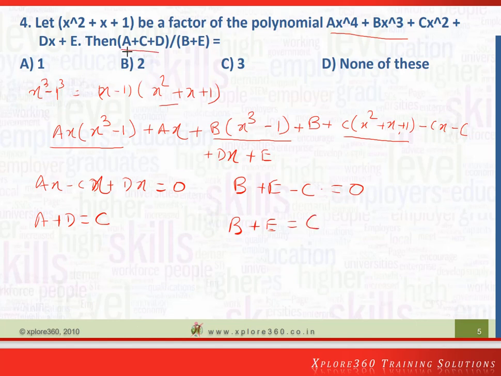Now I will put the value here, a plus c plus d. A plus d can be written as c, so this is twice c, upon b plus e, which can be written as c, so this is c. C cancels with C, and what remains is 2, the answer.